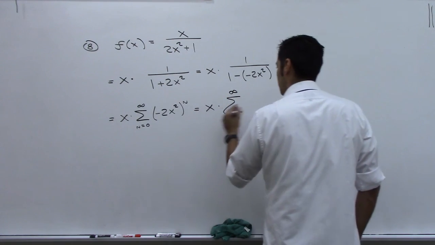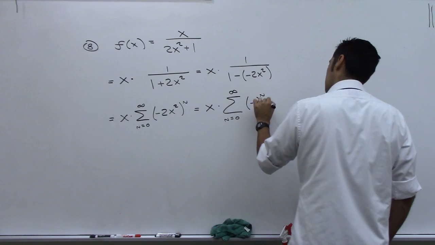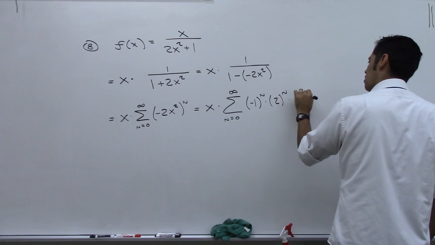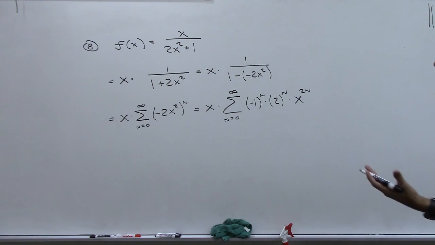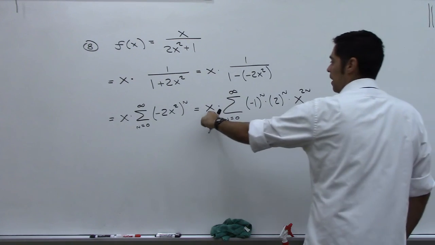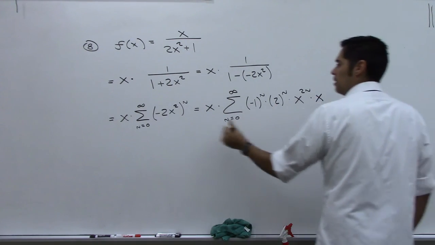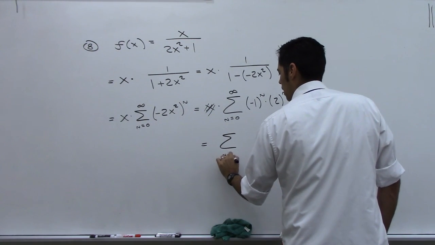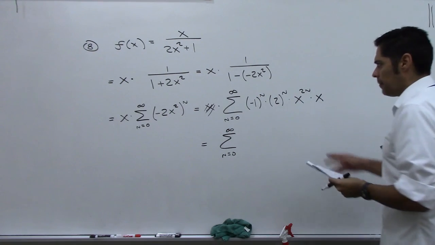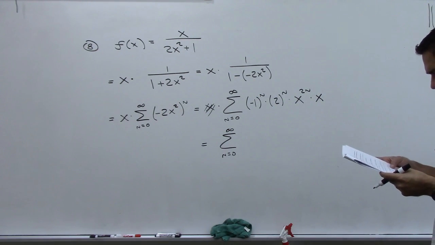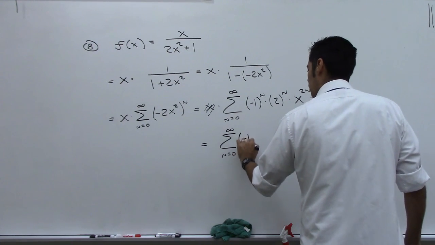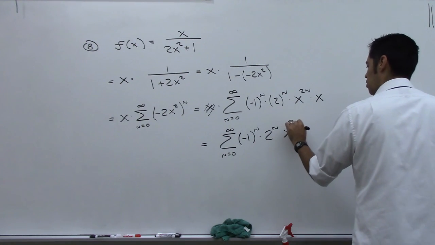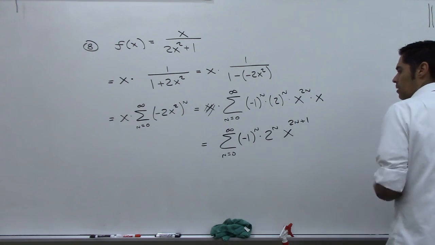Now that's x times sum n equals 0 to infinity. I have a negative, so I pull that out: negative 1 to the n. I have a 2, so 2 to the n. I have x squared, which becomes x to the 2n. And at this point, what I can do is just bring that x back in, and when I put these together I'll add the exponents. So sum n equals 0 to infinity. I'm just seeing if they left them apart or not. Yeah, they did. So negative 1 to the n times 2 to the n, x to the 2n plus 1. So that's my power series.